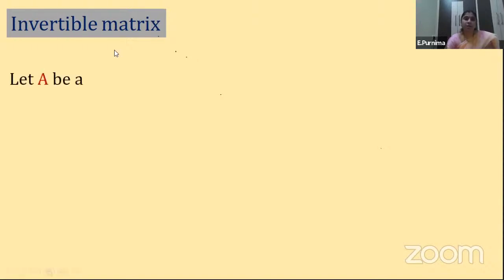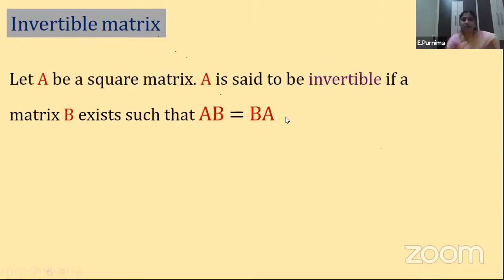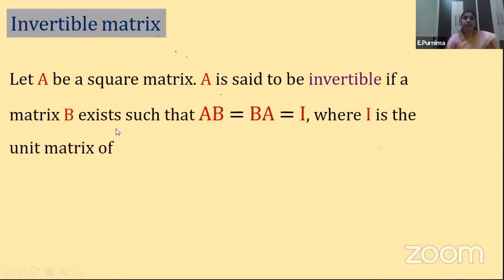Okay. So what is that invertible matrix? When can you say that a matrix is invertible? If A is any square matrix, then A is said to be invertible if a matrix B exists such that AB is equal to BA is equal to I, where I is the unit matrix of the same order as A and B. So if there exists such a matrix, the products A into B and B into A should give you the same result as the identity matrix. Then only we can say that A is invertible.